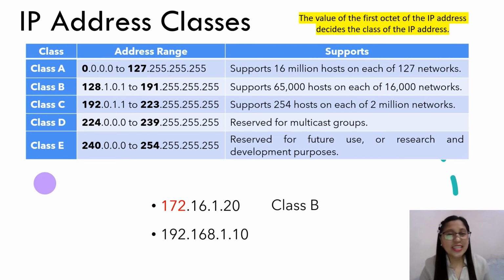In the second example, the first octet of 192.168.1.10 is 192. Based on the table, the first octet of Class C ranges from 192 to 223. Therefore, the given IP address belongs to Class C.